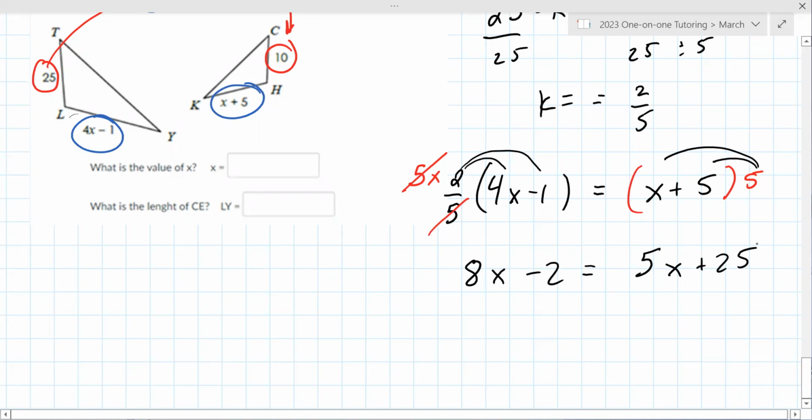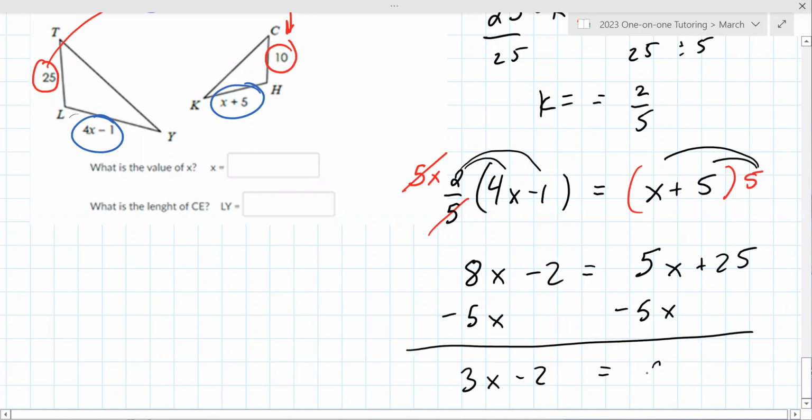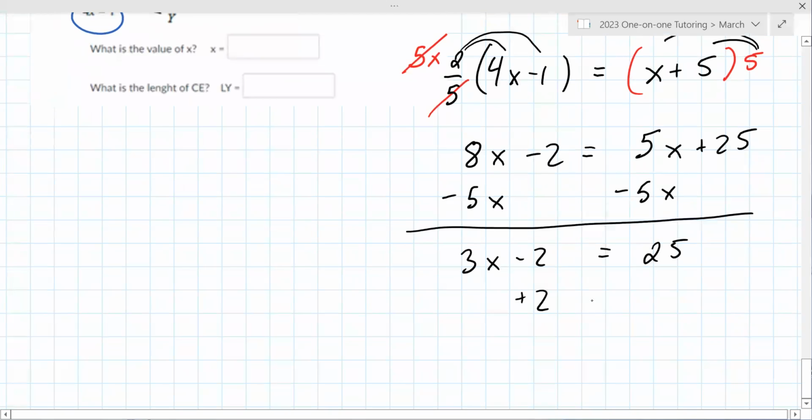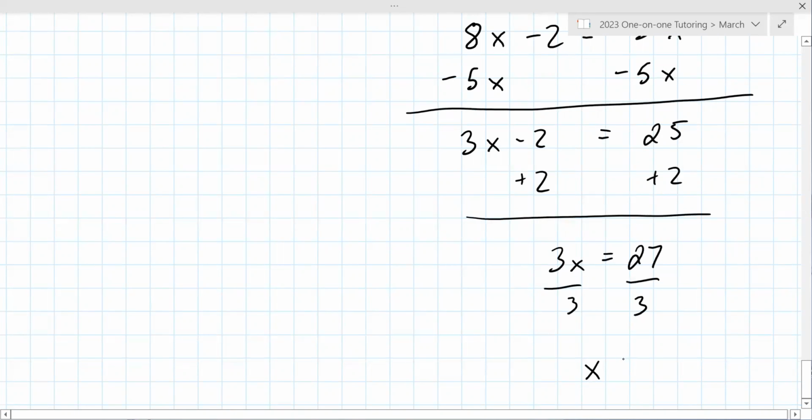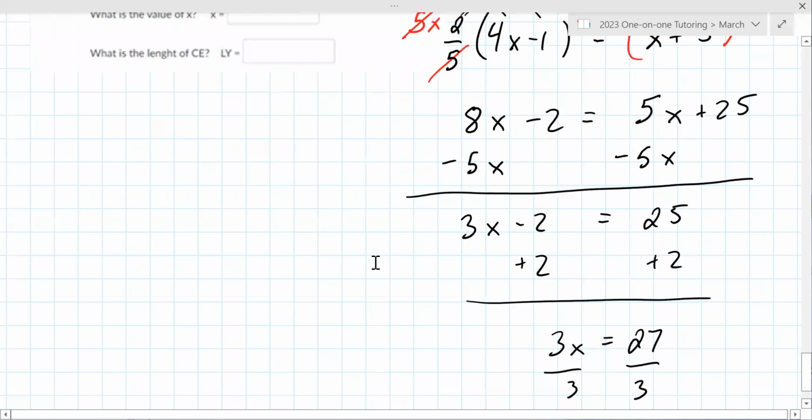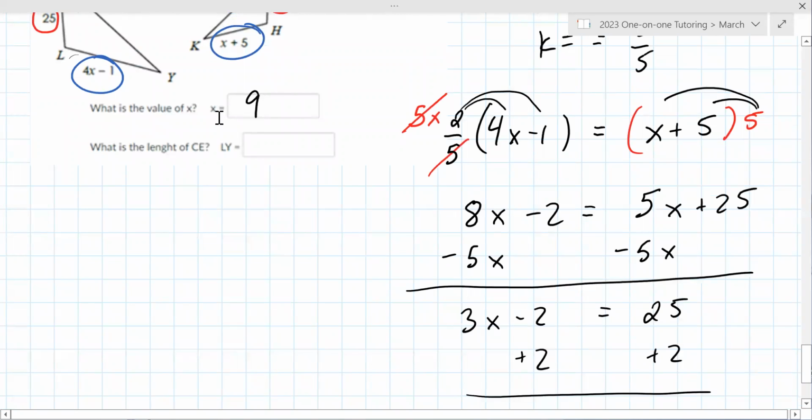Okay. So we're going to subtract 5x from both sides. So that's 3x minus 2 equals 25. Add 2 to both sides. 3x equals 27. And divide by 3. So x equals 9. And that's the first box. You had to find x. So x is 9. To find LY, you put 9 back in for x into this equation here in the blue circle. So it's 4 times 9 minus 1. Ends up being 35.